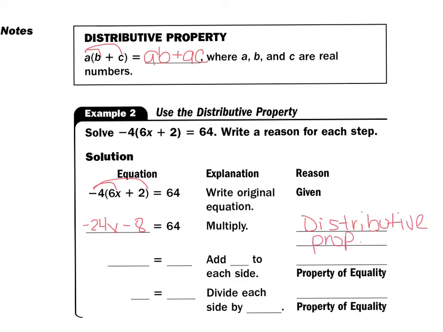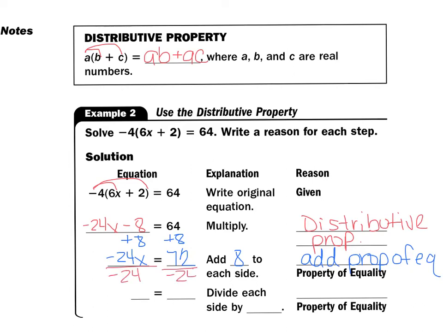So next, to solve, what we're going to do is we would add 8 to each side. So we would be left with -24x equals, what's that, 72. And when we add, that's the addition property of equality. And then we're going to divide each side by -24. And when we divide, we call that the division property of equality. And so we get that x is equal to -3.